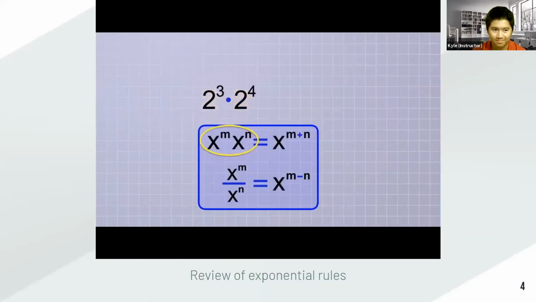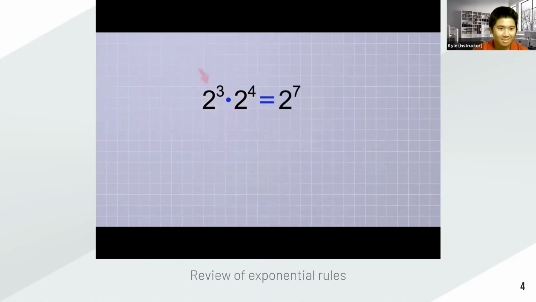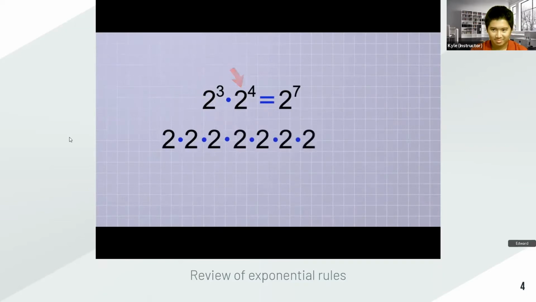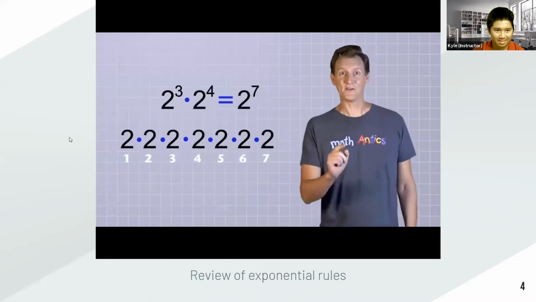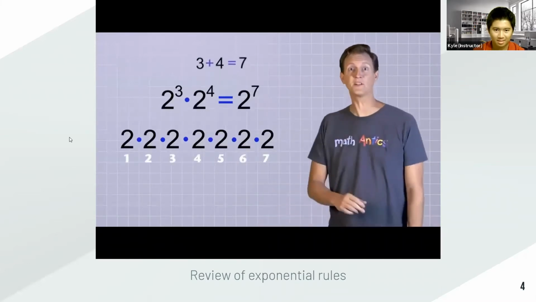Our law tells us that this would equal 2 to the power of 3 plus 4, or 2 to the 7th power. But does it? Well, let's break it down and see. 2 to the third is 2 times 2 times 2, and that's being multiplied by 2 to the fourth, which is 2 times 2 times 2 times 2. That's a lot of 2's being multiplied together, 7 2's to be exact. Aha! So that is what you'd get by just adding the exponents together, since 3 plus 4 equals 7.